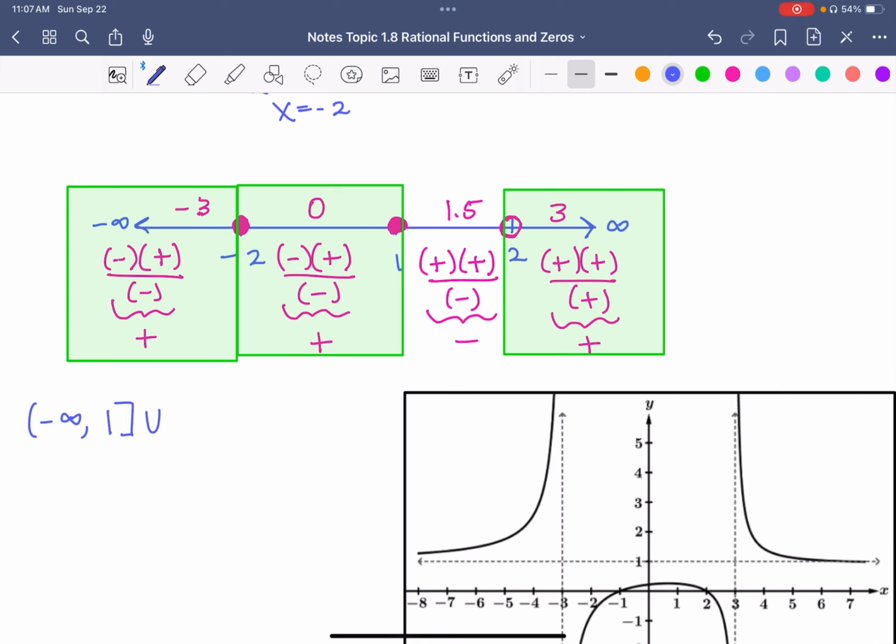And then we'll do union. The 2 has an open circle, so I'm going to put a parentheses, and then it goes from 2 to infinity. Okay, so this is the final answer.